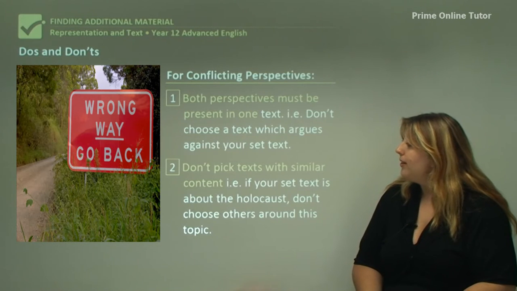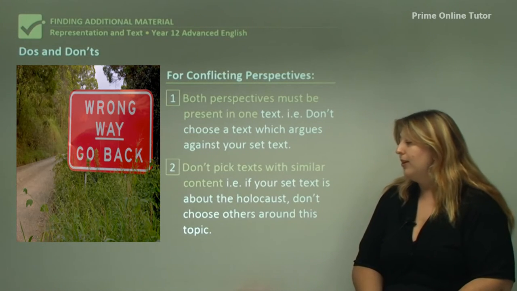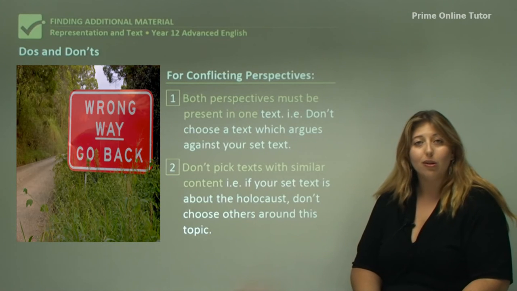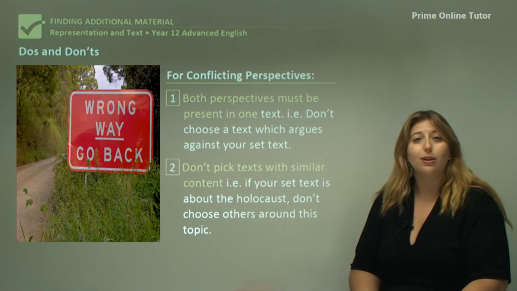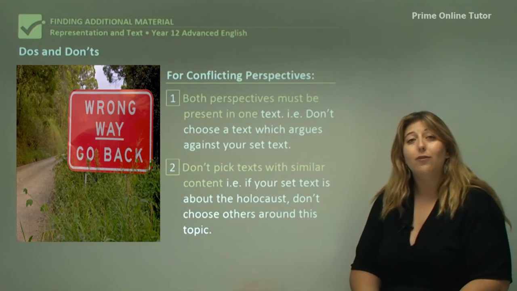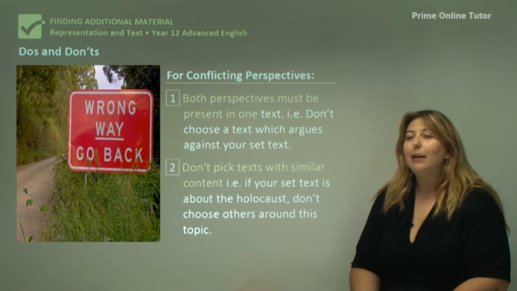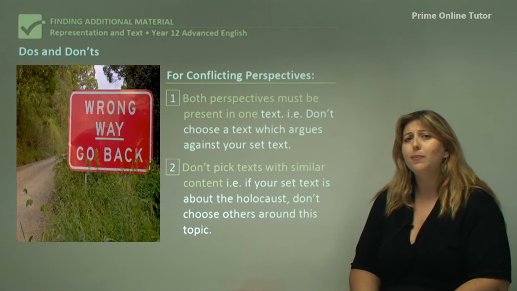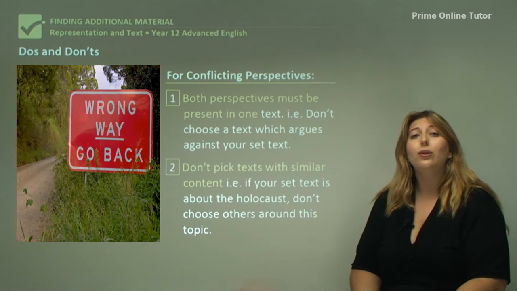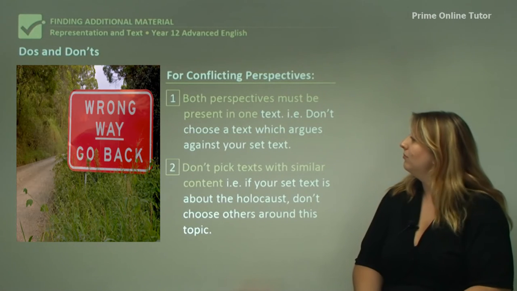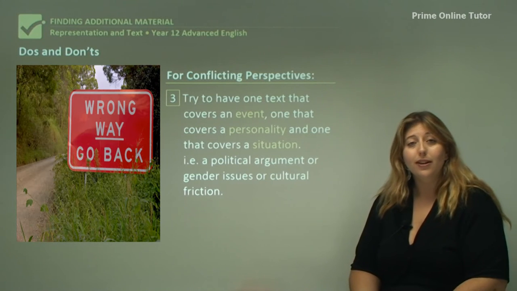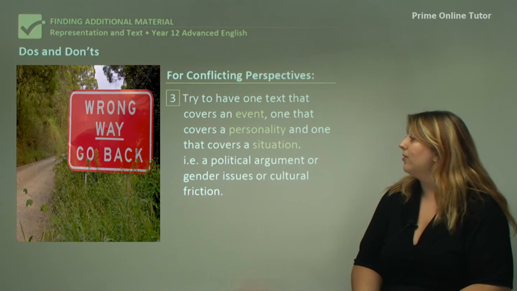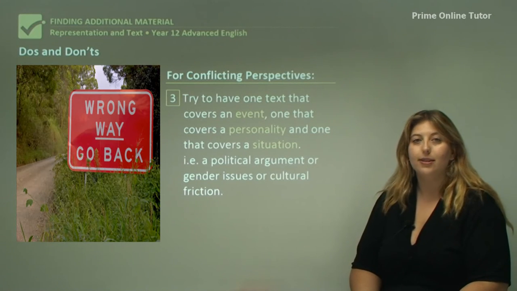Another thing you need to do is not pick texts with similar content. So if your first set text is on the Holocaust, you don't want to look for additional materials also to do with the Holocaust or Jewish persecution or anything around that era. You want to go completely away from that topic and look for other things. Keep in mind you're supposed to cover events, personalities, and situations, so you're looking for diversity wherever possible. So if your set text is on an event, make sure that one of your additional materials is on a personality and another covers a situation.